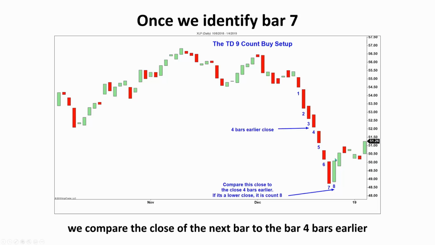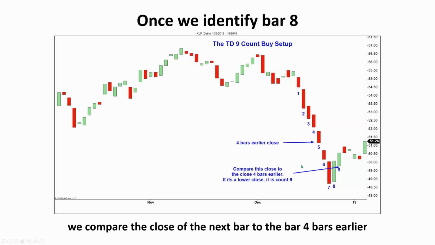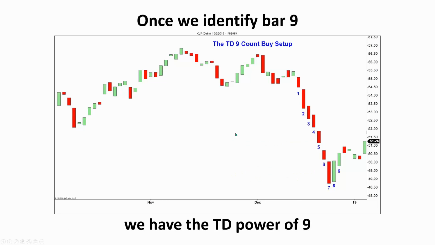We're comparing the close of bar number 8, up here around the $50 level, to the close 4 bars earlier around the 52 area. And then finally we have bar number 9 that forms. The close around 50.50 versus bar number 5 around 51 and change. Now, once we identify bar number 9, we've got the TD Power of 9, a potential bottoming pattern.